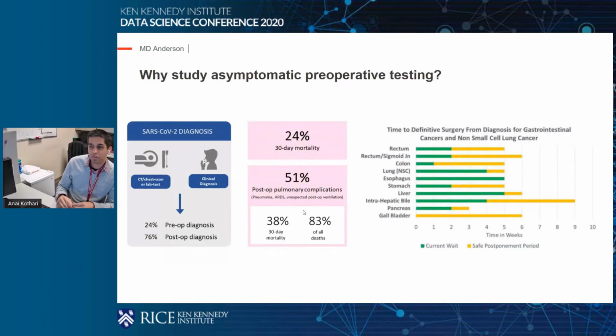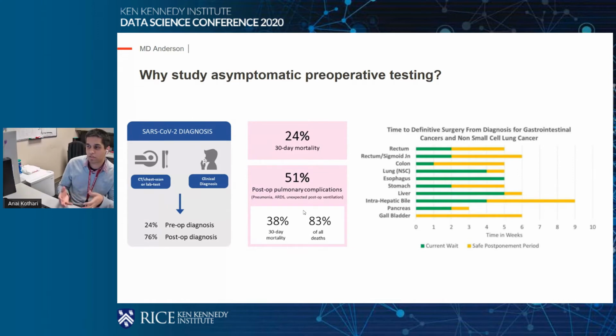What became particularly interesting early on in the pandemic was the impact of COVID-19 on patients that needed surgery. And this was based on data early on where up to 1 in 4 patients that either had COVID or developed it in the postoperative period actually died after surgery. And much of this was attributed to postoperative pulmonary complications.